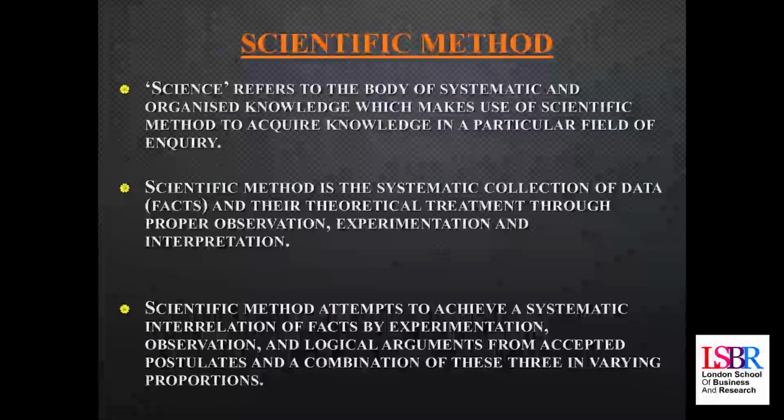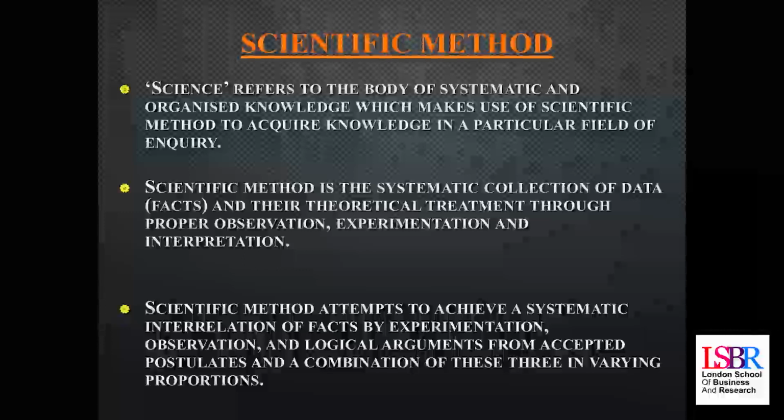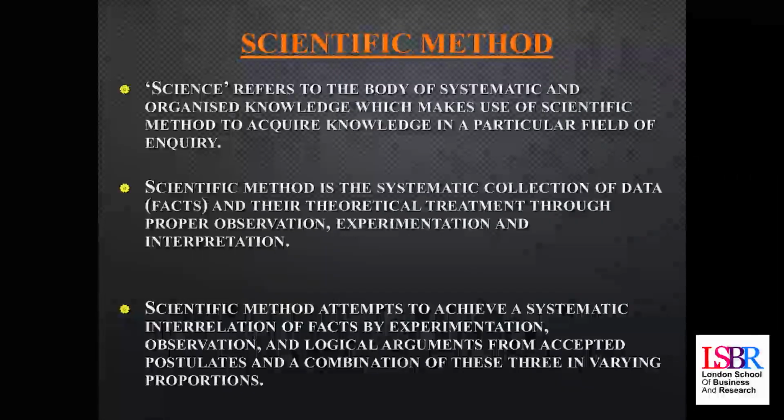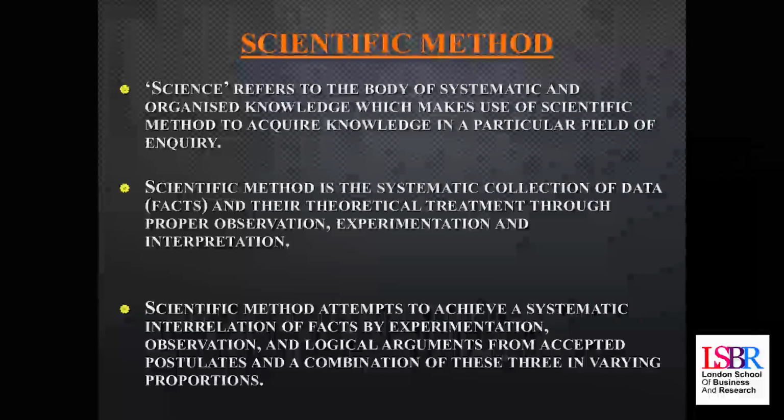So there's a few different methods to how we approach research, but scientific method is what's used predominantly in the academic world. So what do you mean by scientific? Well, basically science refers to the body of systematic and organized knowledge, which makes the use of a scientific method in a particular field of inquiry. So again, what do you mean by science and scientific method?